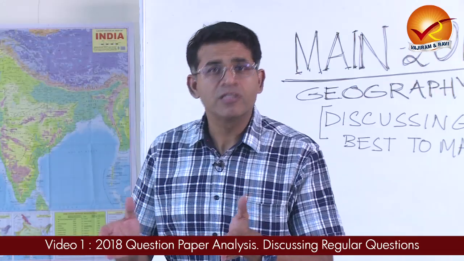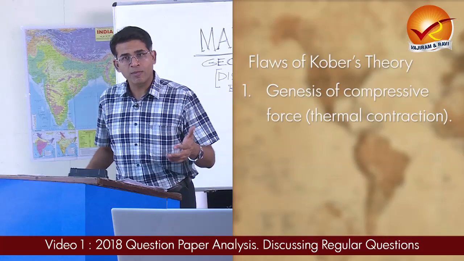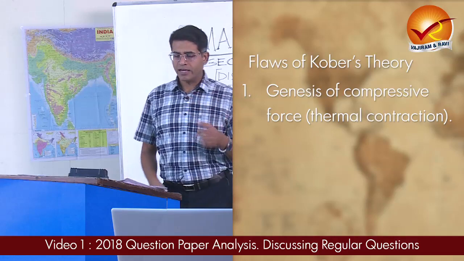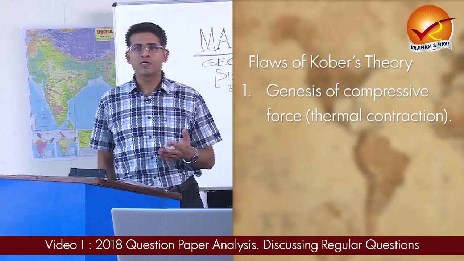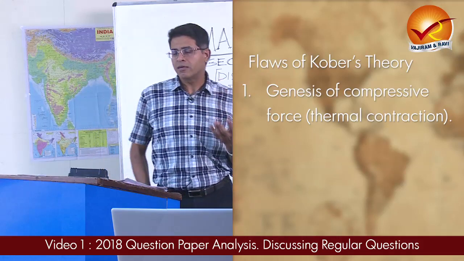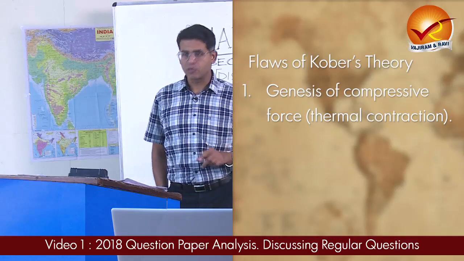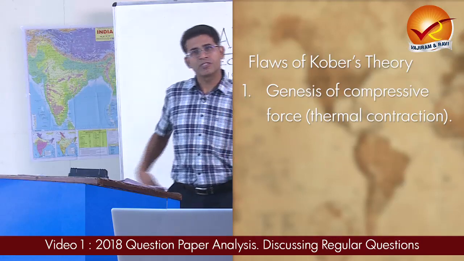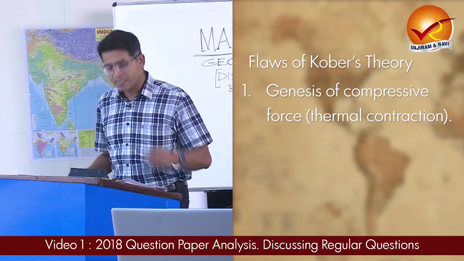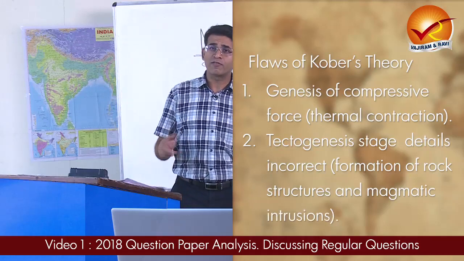One of the flaws, the minuses of Kober, was his explanation about why the compressive forces operate and the genesis of the forces, which is where probably he made a big mistake. He sees compressive forces as a consequence of the thermal contraction process, which is incorrect. The compressive forces are tectonic in origin. So that's the minus.